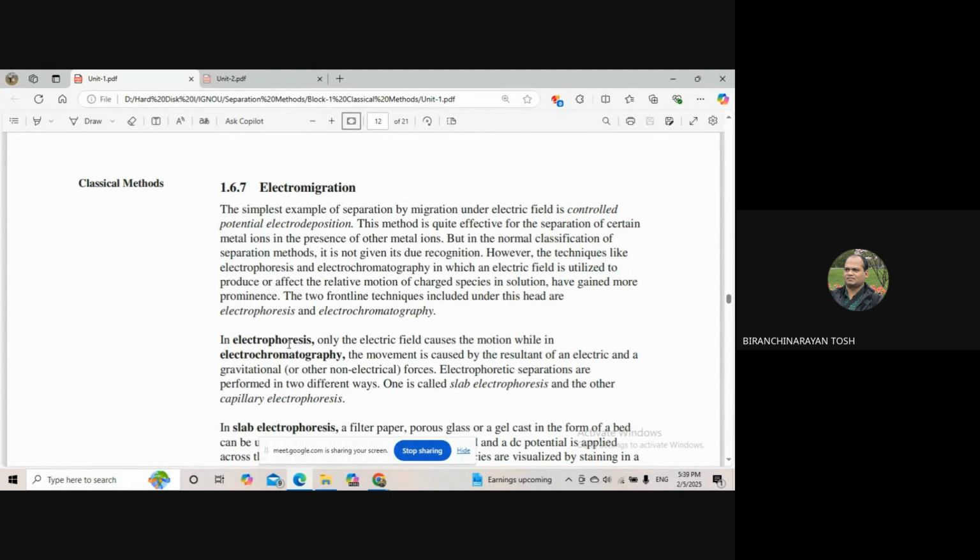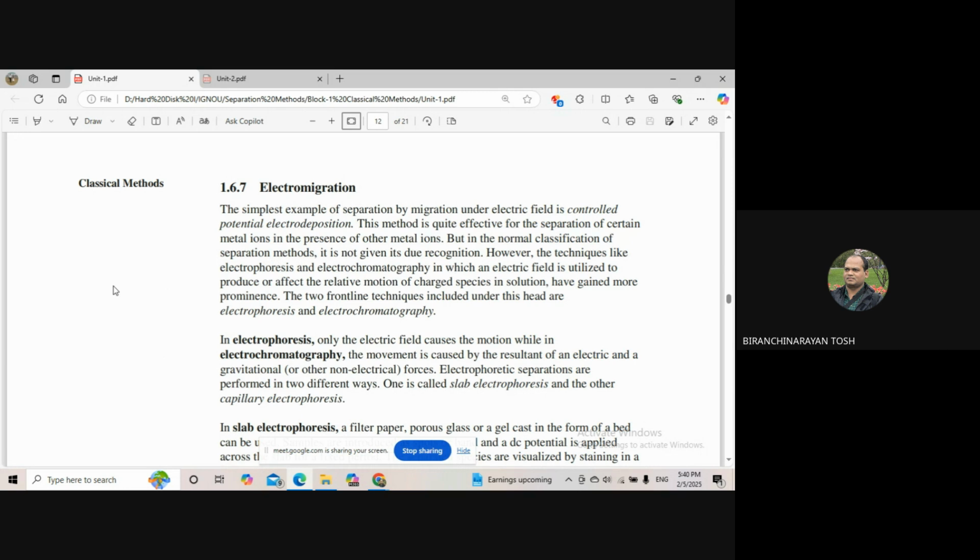Then we'll move to electromigration. The simplest example of separation by migration under an electric field is controlled potential electrodeposition. This method is quite effective for the separation of certain metal ions in the presence of other metal ions. But in the normal classification of separation methods, it is not given due recognition.